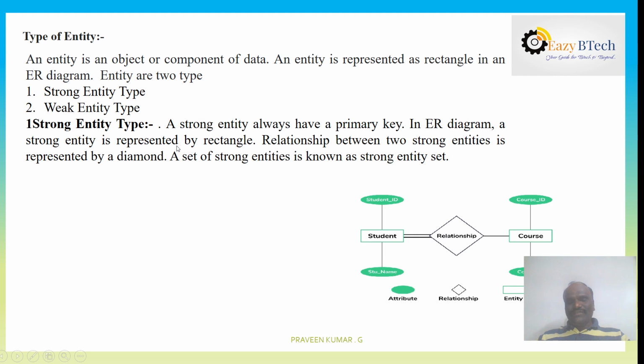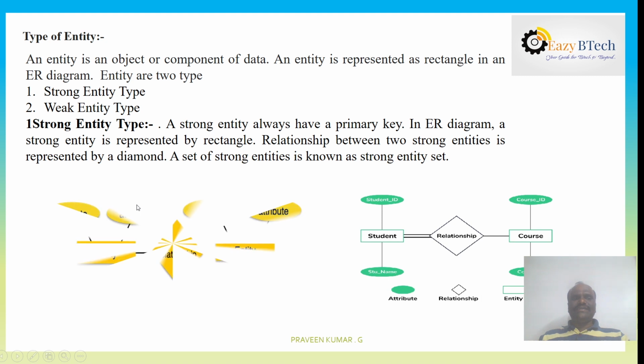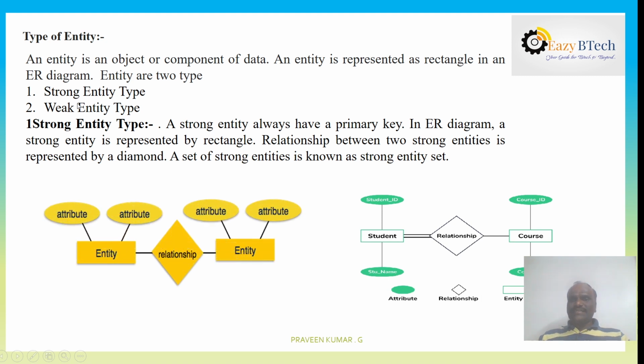What are the types of entities? First we discuss the entity. An entity is an object. Basically we have two types of entities: one is a strong entity, another one is a weak entity. Here we have an entity, attributes, and a relationship. The yellow color represents the syntax of a prototype of an entity set. Here it is an entity, all these are the attributes, and this is a relationship.